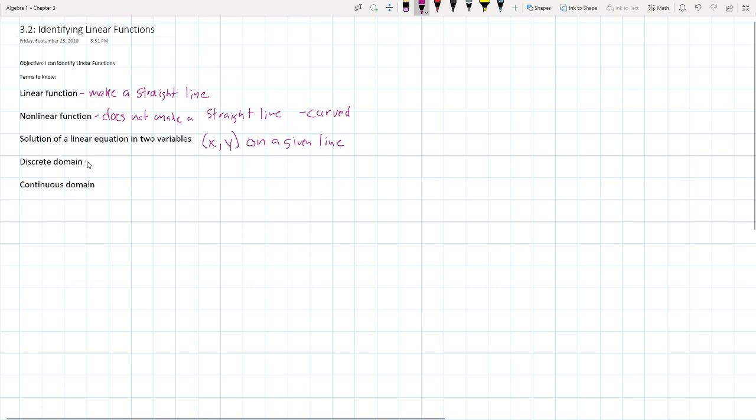A discrete domain, you can more simply think of as being dots. So a discrete domain is going to be dots, instead of a continuous domain where everything is connected. You'll see an example of this as we go. A lot of times I think of this also as, well, a line.